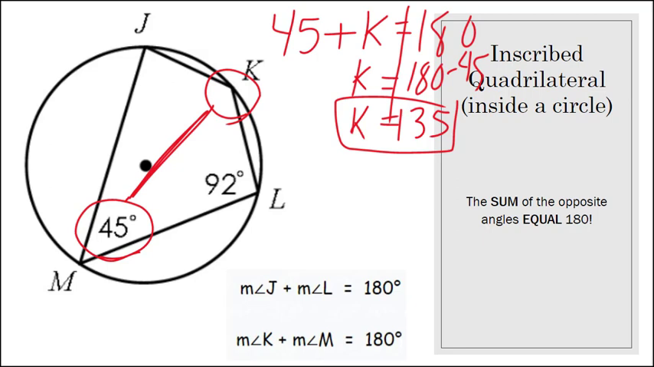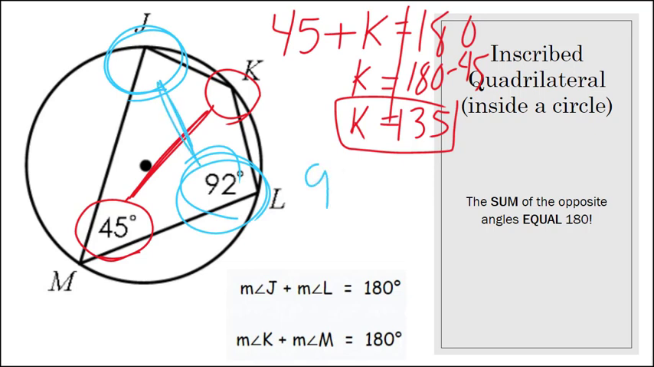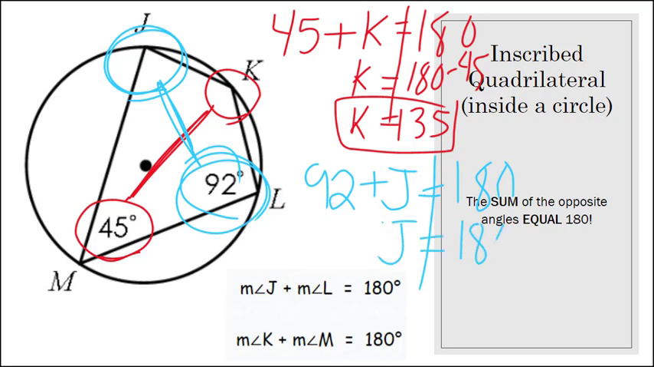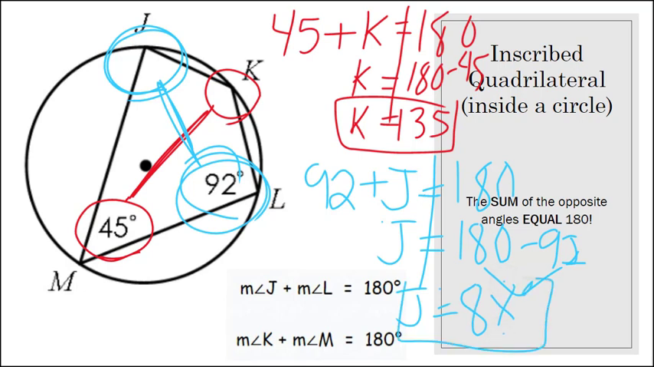All right, and the other pair. If this angle is 92, and I don't know this angle, together they equal 180. So 92 plus J equals 180. 180 minus 92 is 88. This one is 88, and this one is 135.